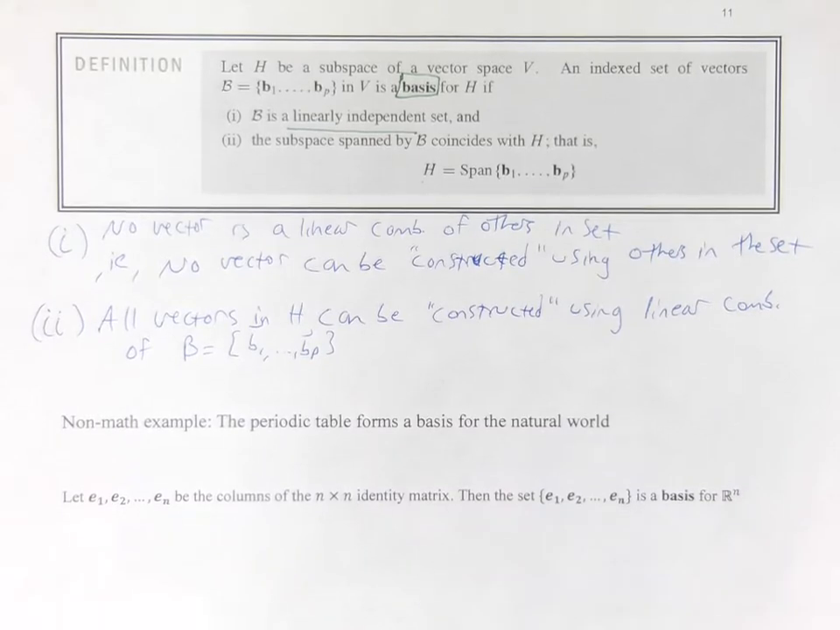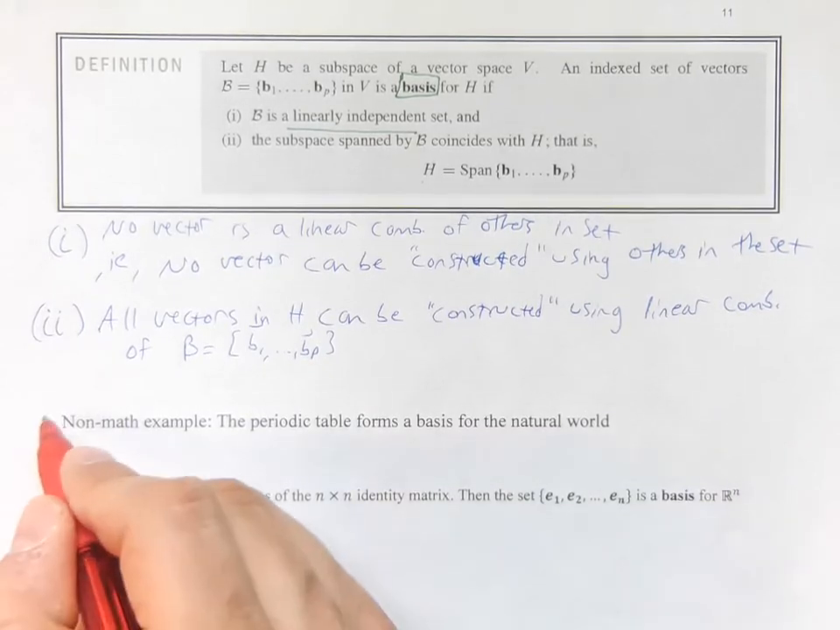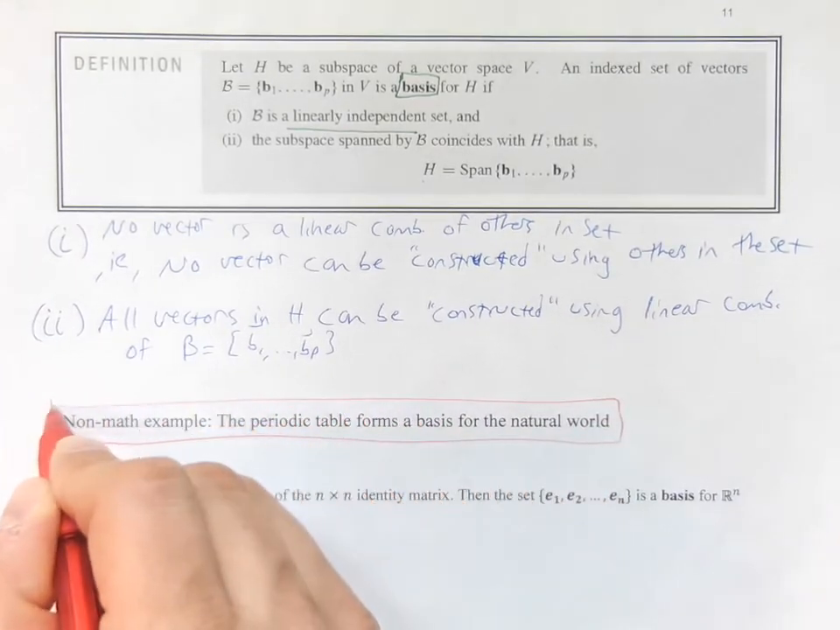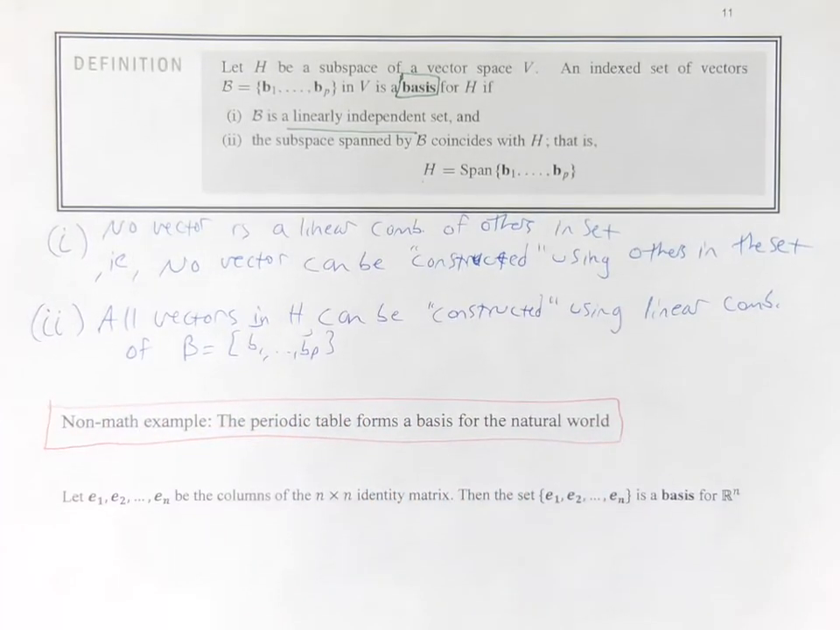So if this still isn't resonating with you, I think it's helpful to think about this non-math example. I think this is a really great analogy to think about. So the periodic table of elements forms a basis for the natural world in the true sense of the word basis. So think about the periodic table, right? You have hydrogen and oxygen and all these elements on there that are as basic as they can get, right? When you break down matter into smaller and smaller pieces, the smallest pieces that you could get is the periodic table.